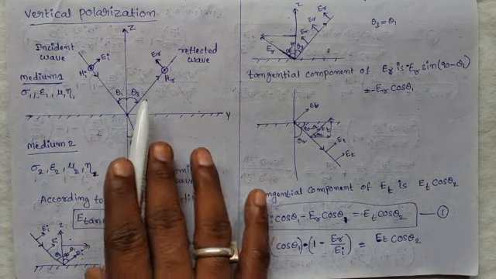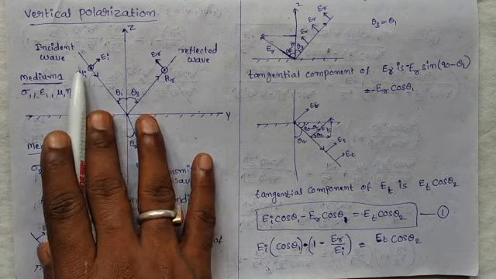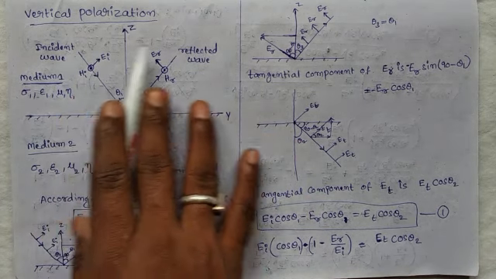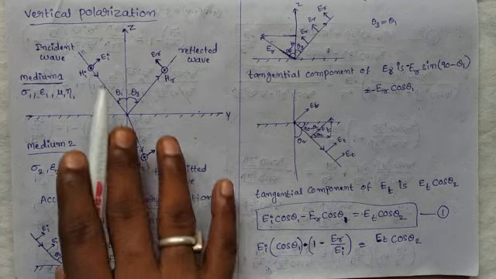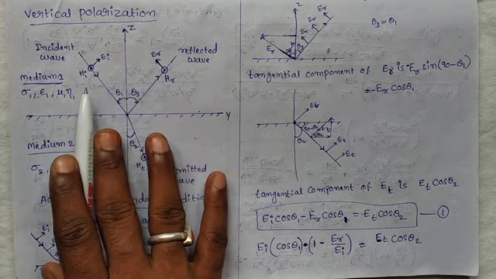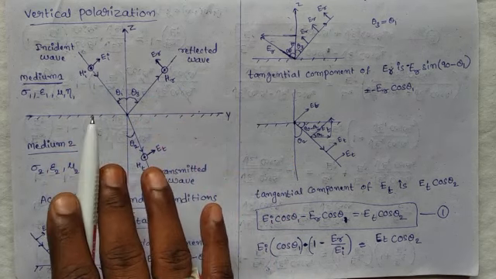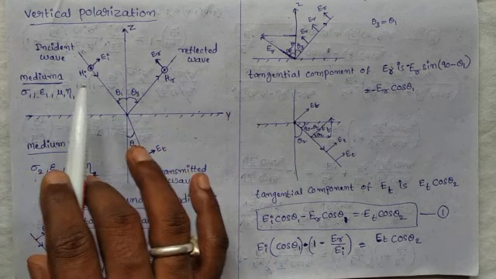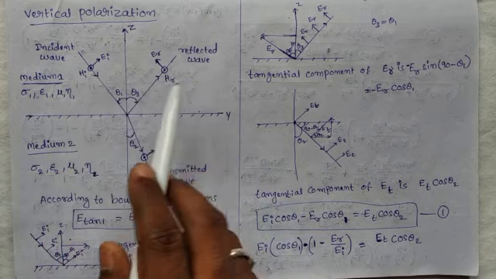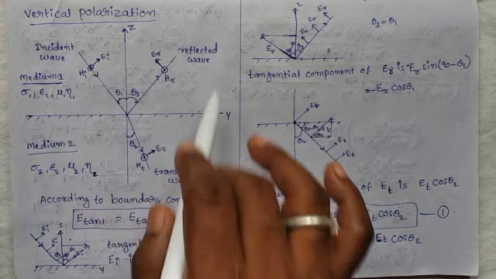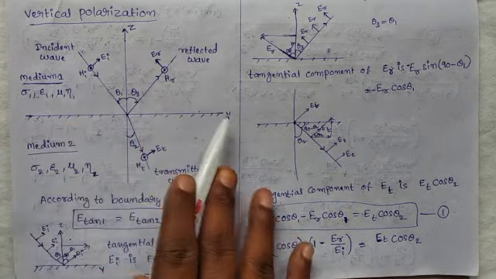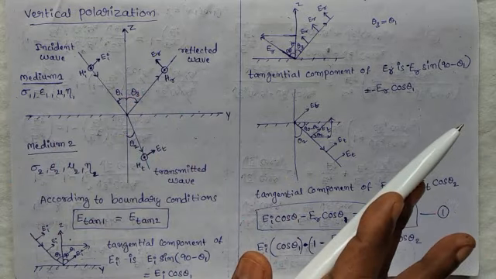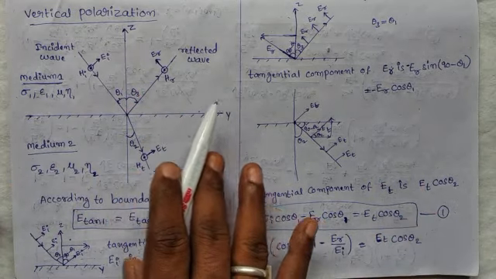Now for the incident, reflected and transmitted waves, we are indicating the electric field, magnetic field, and direction of propagation. For vertical polarization, the electric field intensity is parallel to the plane of incidence. In this case the plane of incidence is the YZ plane.